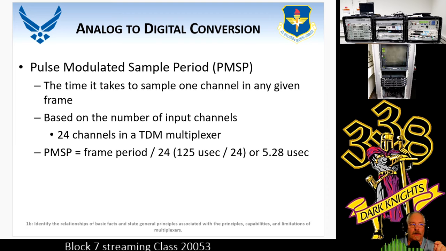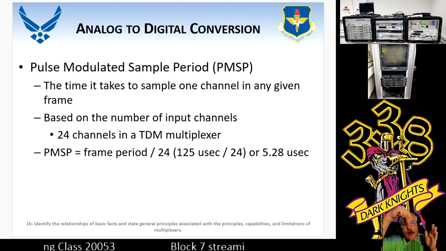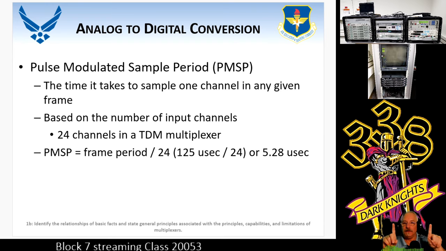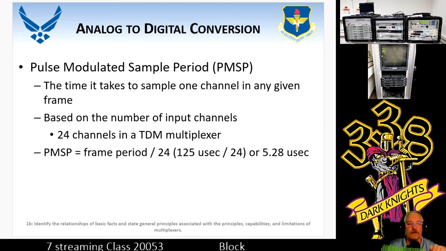Next up, we have pulse modulated sample period. This is the time it takes, when we've already sampled all 24 channels, to pick a channel. I want to know how long it took to get channel 5's sample. So the definition is the time it takes to sample one channel, any one of those channels 1 through 24 in a frame. The frame took us 125 microseconds. Now I want to find out how long it took to do channel 5.